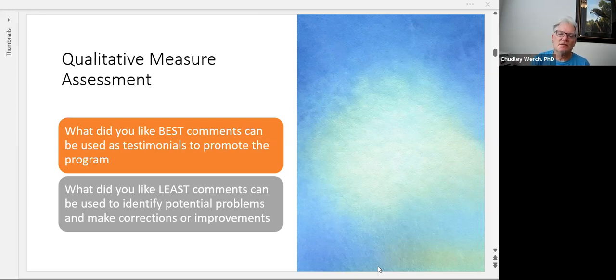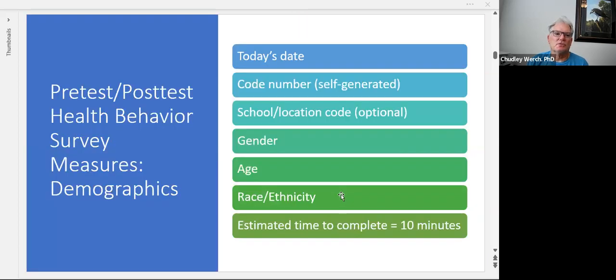So if you check these data on a quarterly basis, at the end of the first quarter, you can maybe make some tweaks to your program implementation and improve upon it the second quarter. Okay, does that make sense? Let me know if you have any questions about that. Qualitative measures, really, really important to have qualitative measures in addition to quantitative data in any kind of outcome measure.